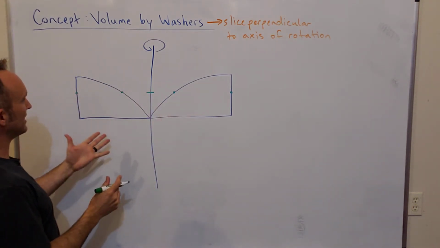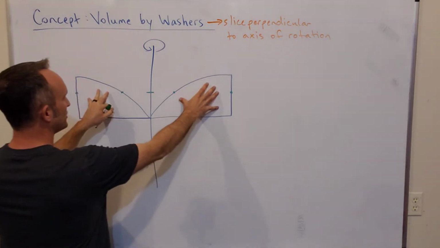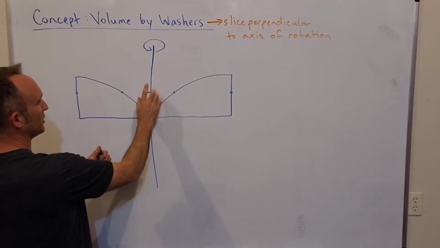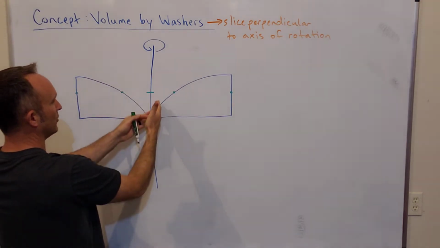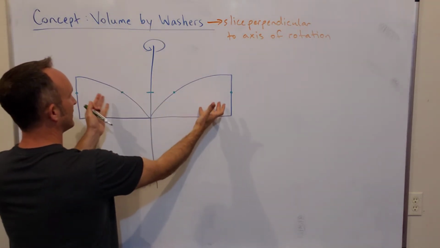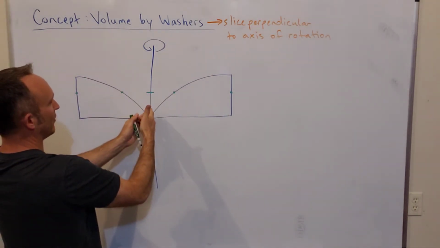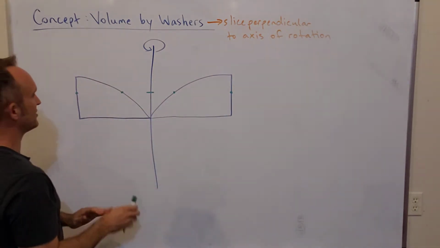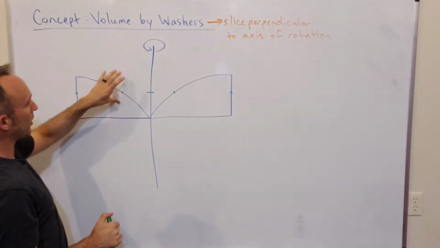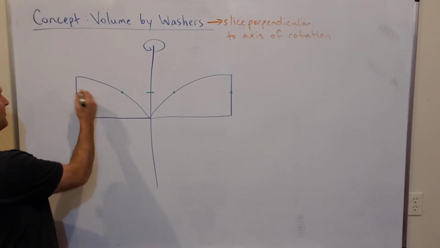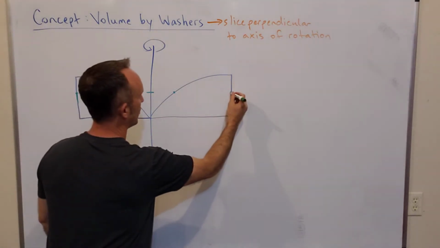And so what happens is, if you imagine rotating this around the axis of rotation, all of this in the middle is going to be air. It's going to be hollow, and you're going to have a weird bowl that has this concave down cavity in the middle. And so to approximate the area, we would use a washer, which is basically a disk with a hole in the middle.